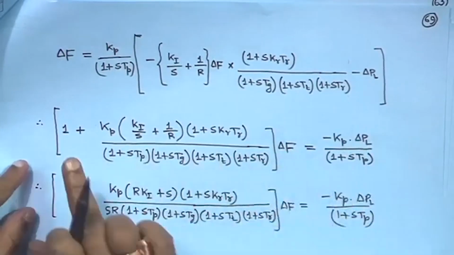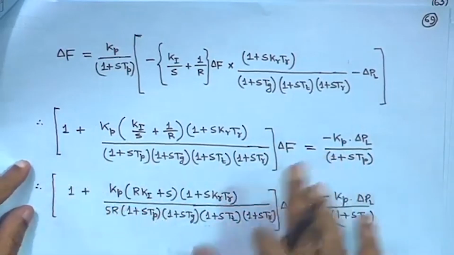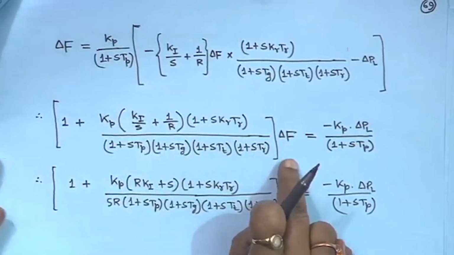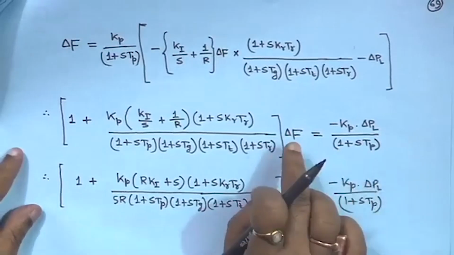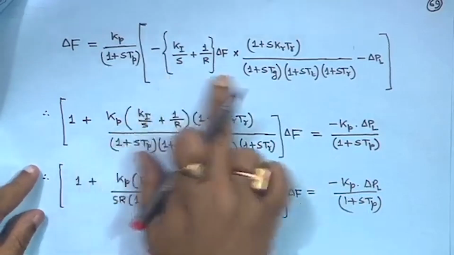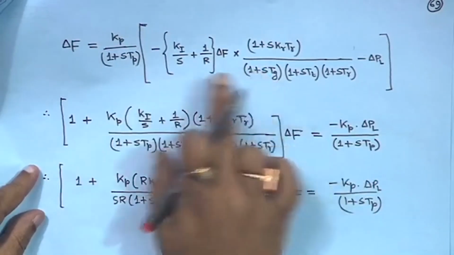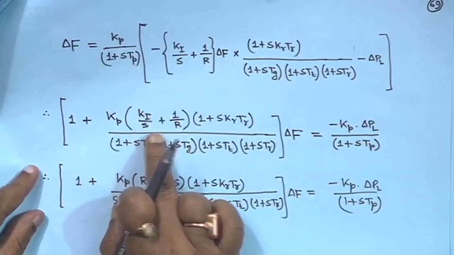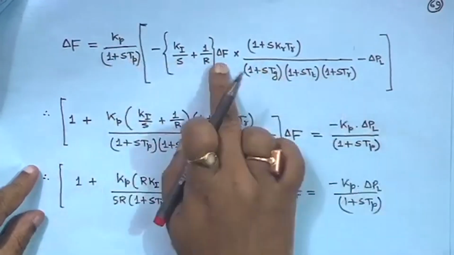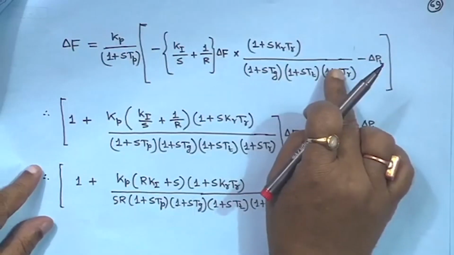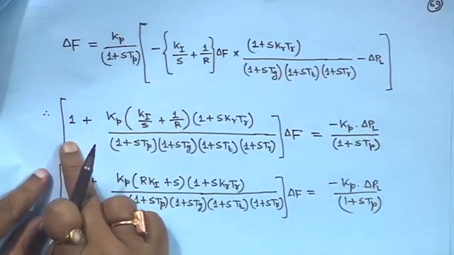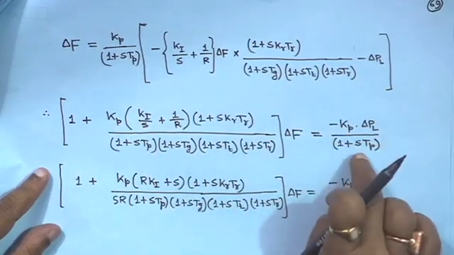If you simplify this, I mean after simplification, this is your delta F is equal to. What you can do is, all these things, 1 plus K P into K I upon S plus 1 upon R, will come to the left hand side, because when you multiply all these terms, the delta F term is there. Then minus K P into delta P L times 1 plus S T P.